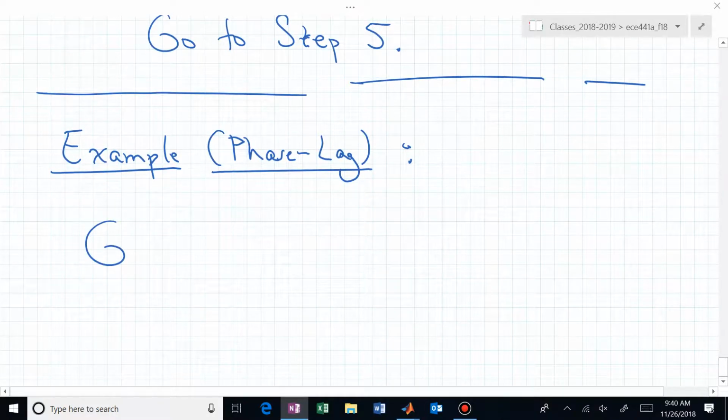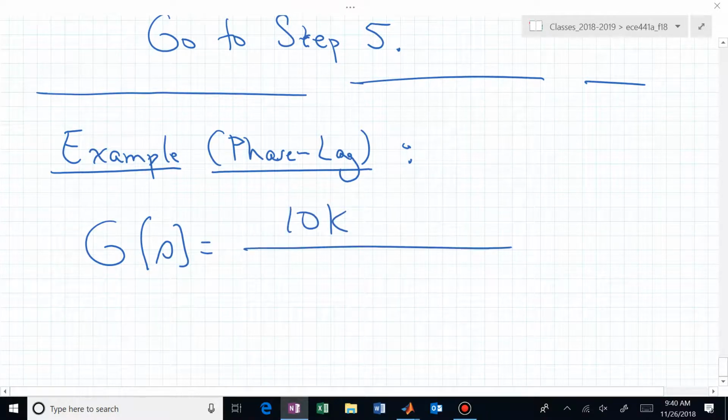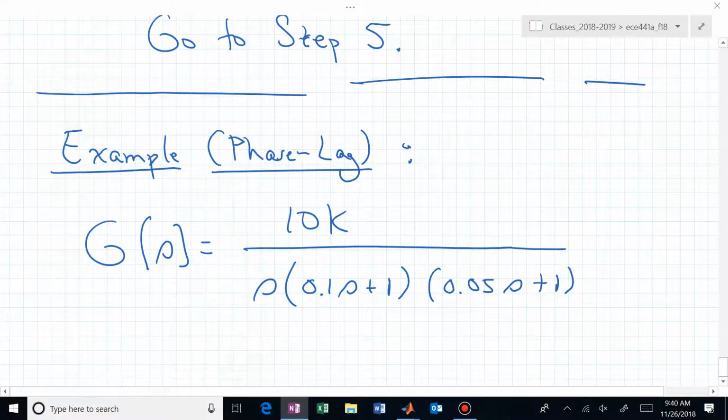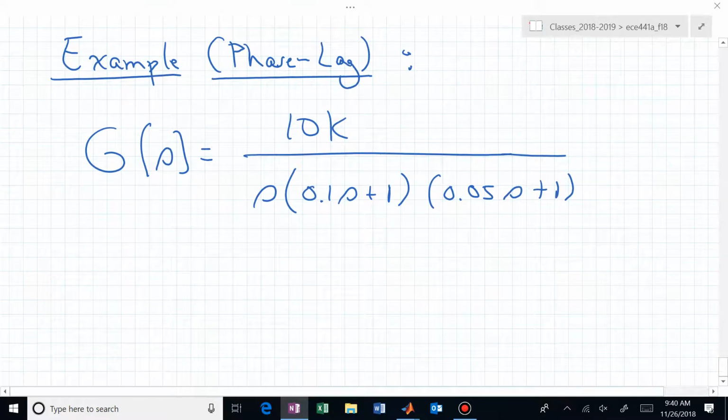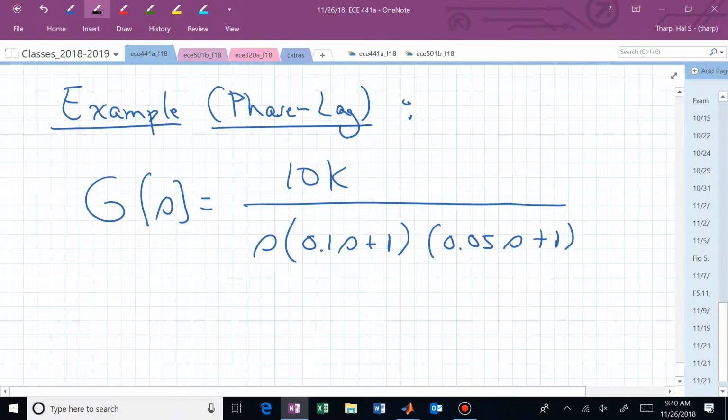Suppose somebody gives you a plant, G of s, that's 10K over s times (0.1 s plus 1) times (0.05 s plus 1). So we have a pole at minus 10, another pole at minus 20, and a pole at the origin. A 3-pole system. And suppose that they now tell us our design specs.